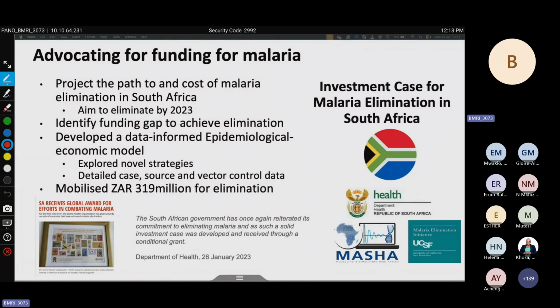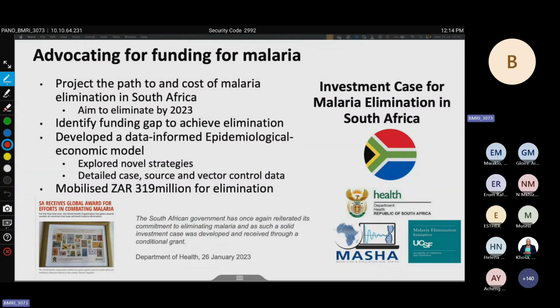And this investment case was considered so novel and well orchestrated that the WHO at the beginning of last year actually awarded the country and recognized the country with an award due to its efforts in developing and enacting and obtaining funding on this particular investment case.